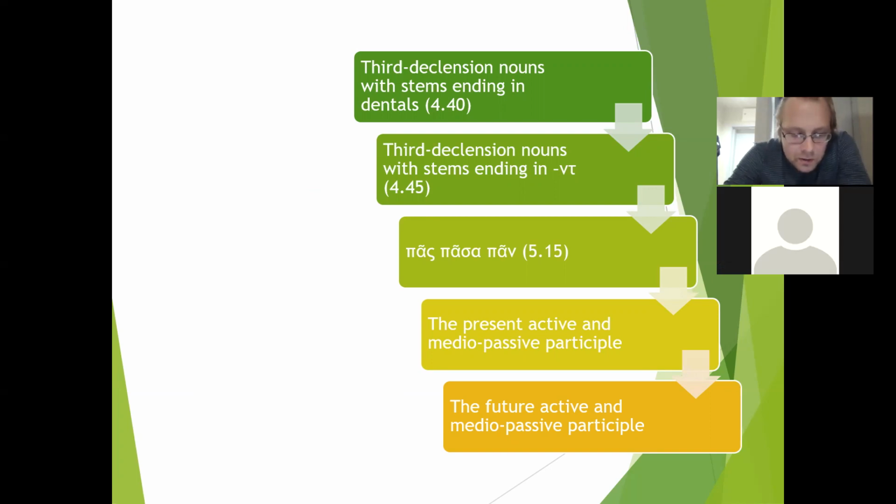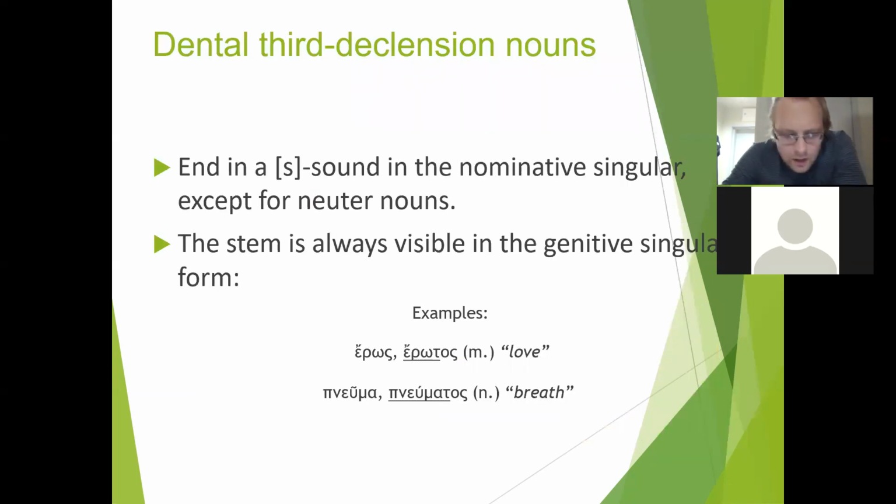And finally, we are also going to overview the inflection of the present active participle, the present medial passive participle, as well as the respective future forms of these. But let's begin with the third declension, dentals. In this connection, we will look at the examples eros, which means love, and the neuter noun pneuma, which means breath.